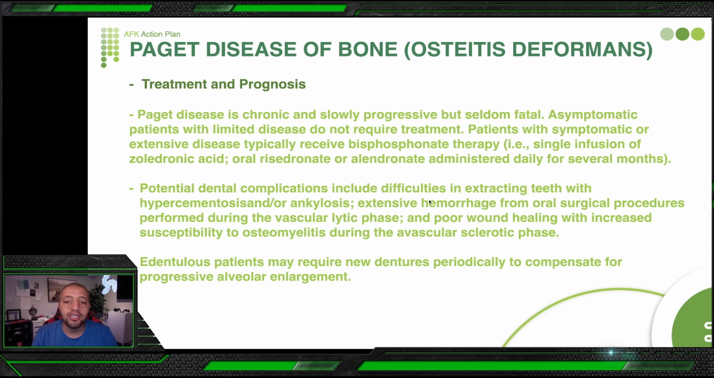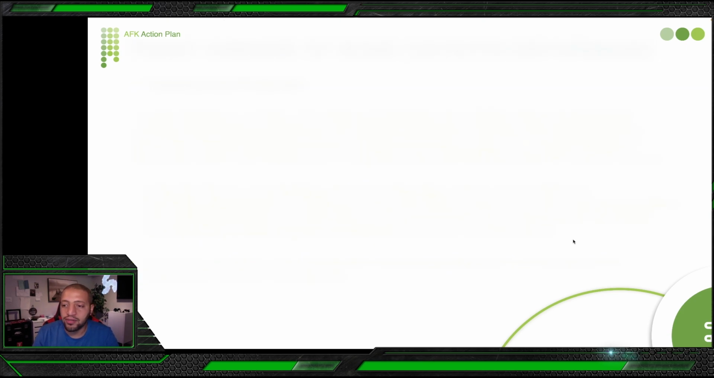Potential dental complications include difficulties in extracting teeth with hypercementosis and or ankylosis, extensive hemorrhage from oral surgical procedures performed during the vascular lytic phase, the radiolucent one, and poor wound healing with increased susceptibility to osteomyelitis during the avascular sclerotic phase. So think about this picture.